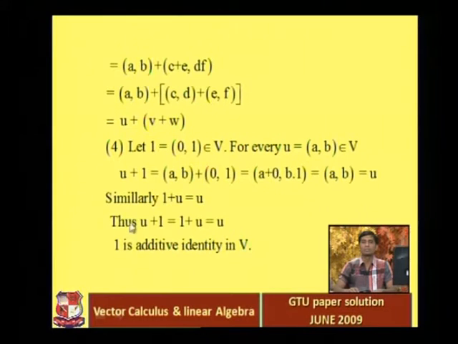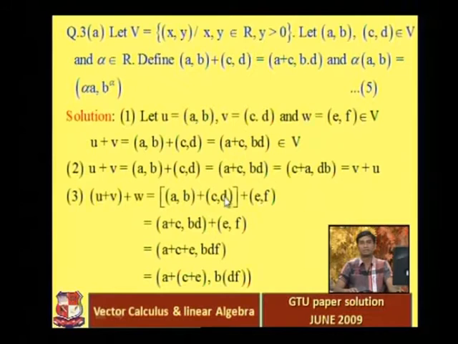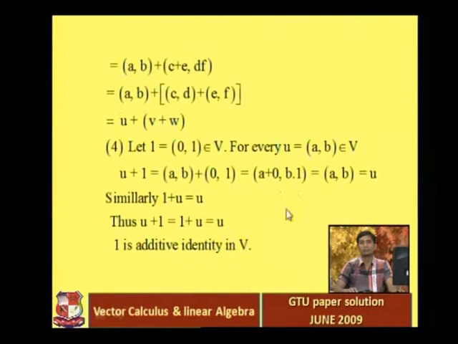What is our u plus 1? That is equal to (a, b) plus (0, 1), that is equal to (a plus 0, b into 1). Using the definition of addition, a plus 0 is a, and b into 1 is b. So that is equal to (a, b), that is equal to u. So u plus 1 is equal to u. Similarly we can prove that 1 plus u is also u. Thus u plus 1 is equal to 1 plus u, that is equal to u.